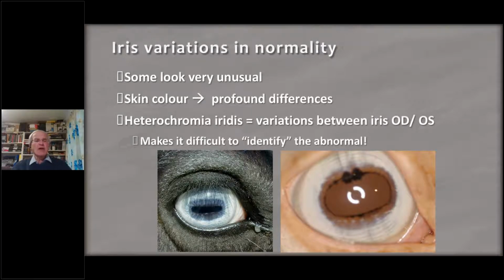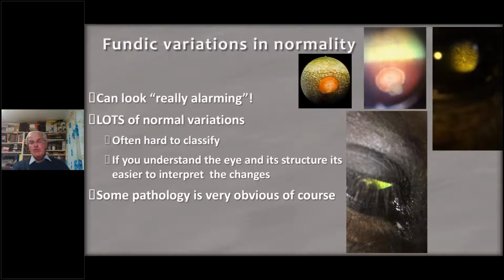So heterochromia iridis is quite common, actually. These are variations between the left and the right eyes. And it makes it difficult under these circumstances to tell what is normal and what is abnormal. And then, of course, there's the fundic variations in normality as well. They can look very alarming, and sometimes they are pathological. So this is a pathological change. This is a pathological change.